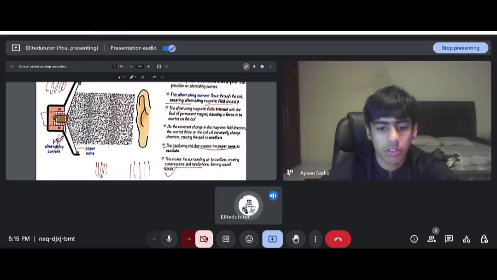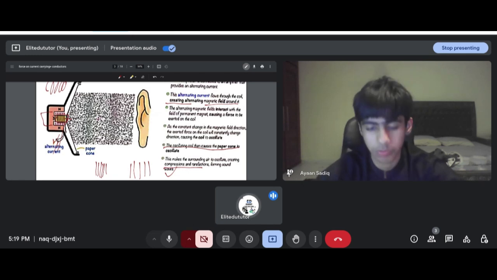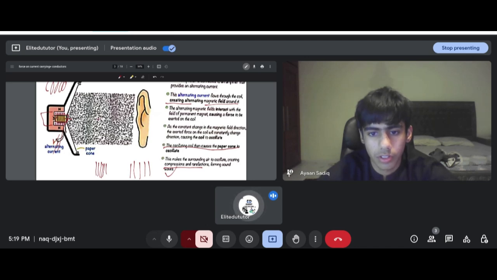Okay, this is the best explanation of how the concept of a current carrying conductor works in a daily life example. So I use the example of loudspeakers. That loudspeaker we use in our houses, in the school assembly. So this is the main function and the main working of loudspeakers.